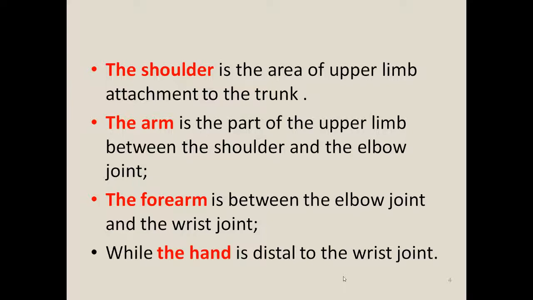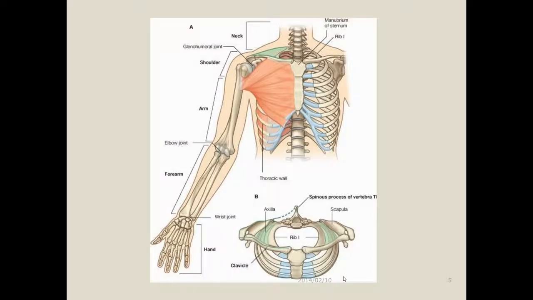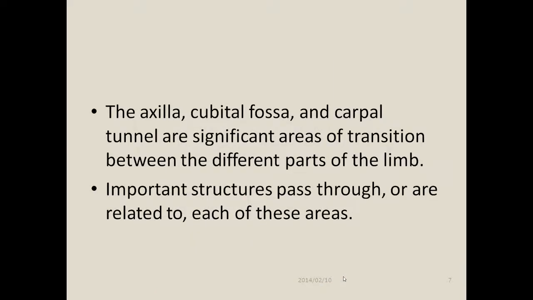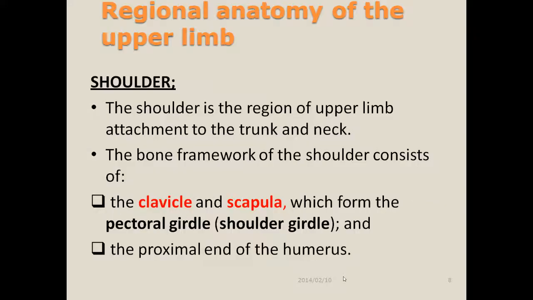The shoulder is the area of upper limb attachment to the trunk. The arm is the part of the upper limb between the shoulder and the elbow joint. The forearm is between the elbow joint and the wrist joint, and the hand is distal to the wrist joint. So in this picture we can see the parts of the upper limb. The axilla, cubital fossa, and carpal tunnel are significant areas of transition between the different parts of the limb. Important structures pass through or are related to each of these areas.